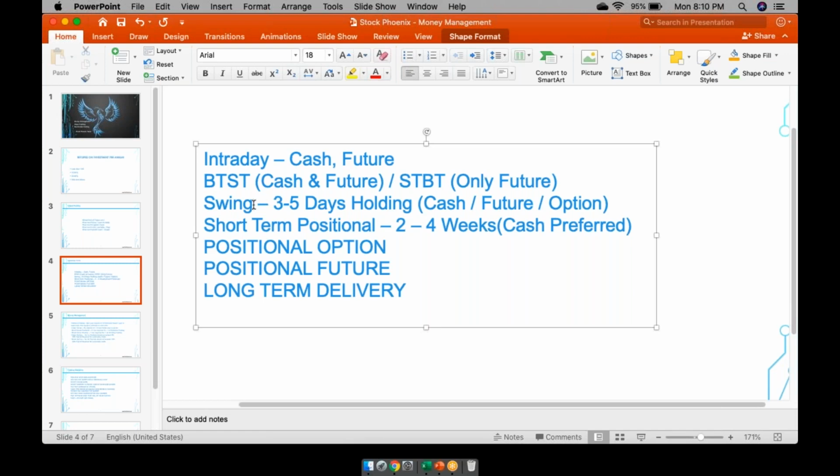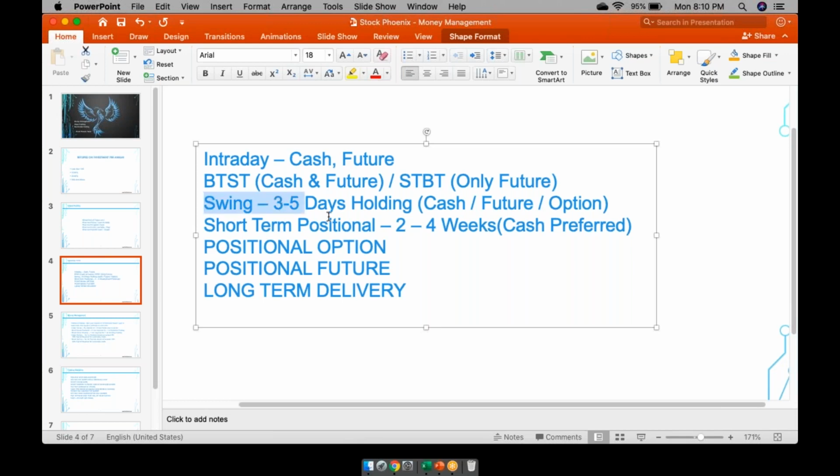Okay, next, swing trading. BTST is buy today, sell tomorrow. Is there any special order for it? No. It's a delivery trading. Please get into the basics of stock market. I have explained very clearly about BTST, STBT. STBT is possible in options. Please don't ask questions on irrelevant topics, please. So let's get into the topic again.